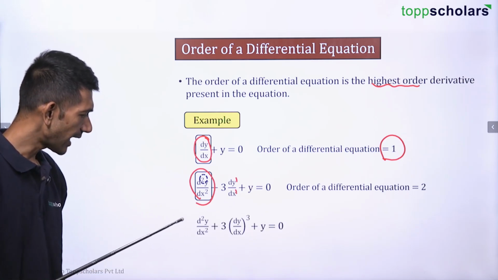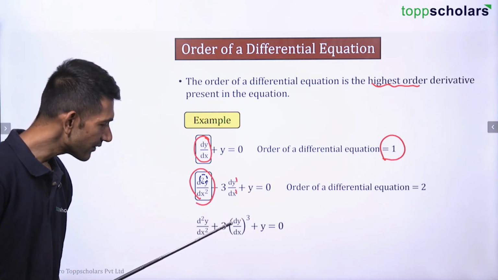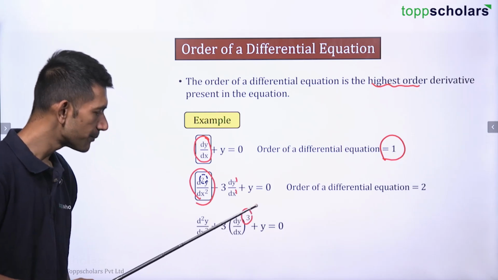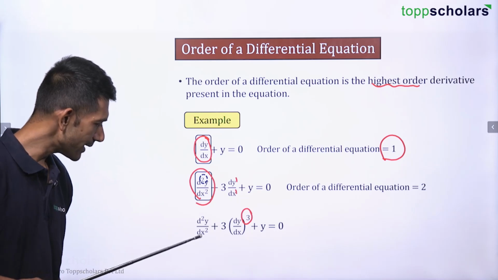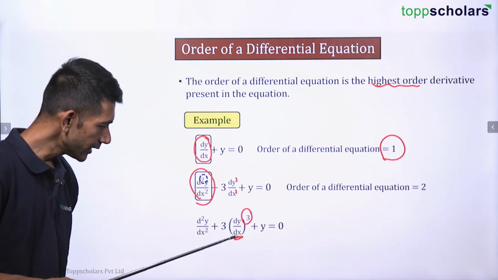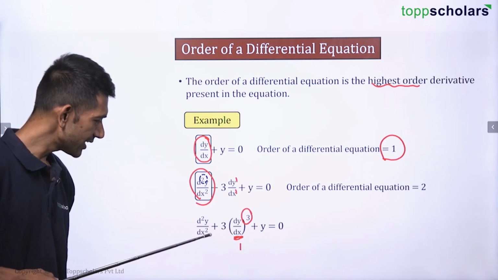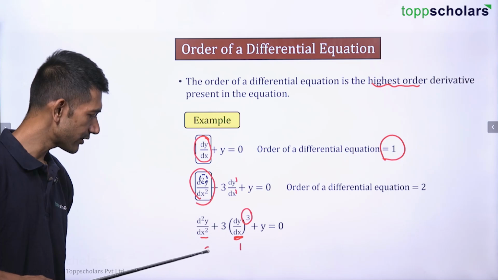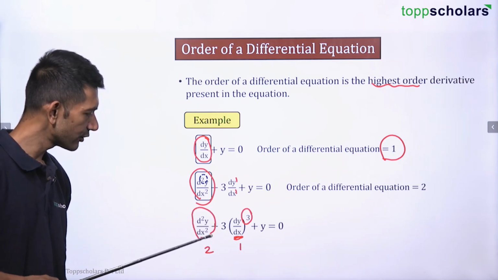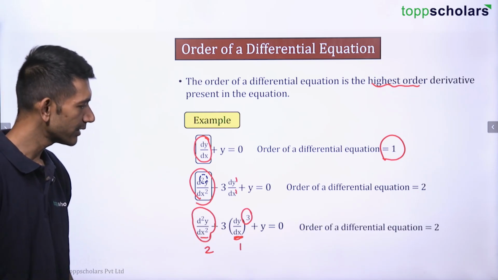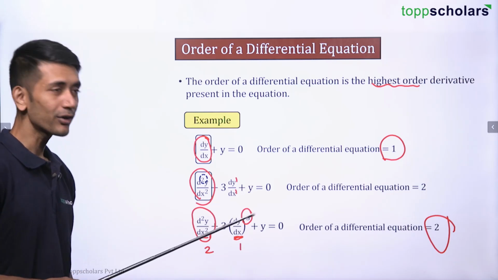They just highlighted it. And here, notice very carefully, we are not going to make a mistake. This is dy by dx the whole cube. It's not dy cube by dx cube, right? And this is d2y by dx square. So here we have differentiated once, and here we have differentiated 2 times, right? So clearly we can say that the order is 2. The order of the differential equation is 2. Simple. Not 3.